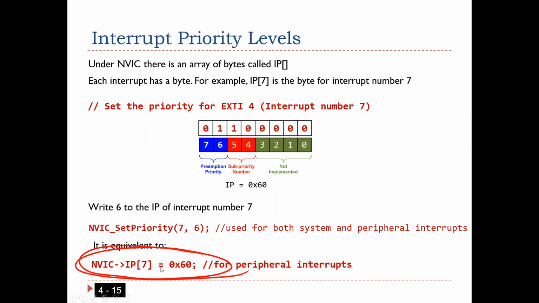Now I can show you, as you see here, guys, this IP is under the structure NVIC. I'm going to tell you what NVIC is later. So here, this is the IP register, and I'm going to write the number 60, as you see here. Okay, guys, so very simple.